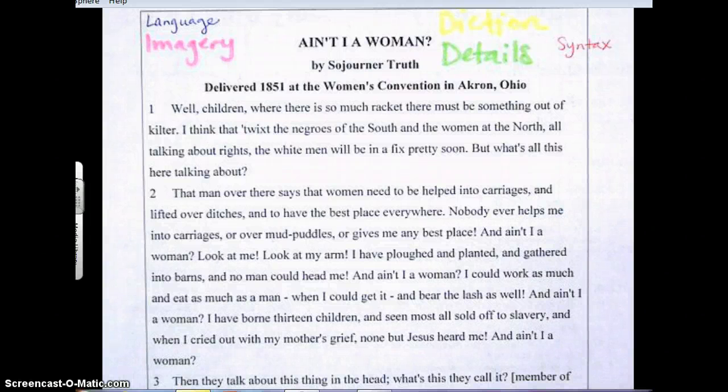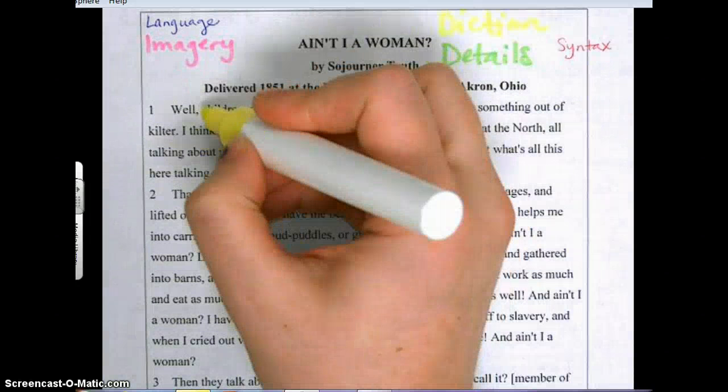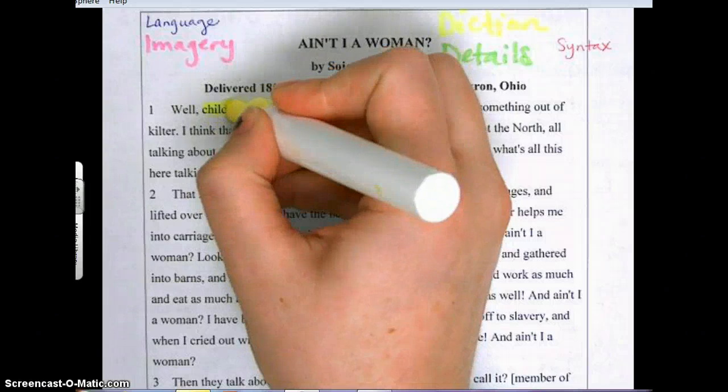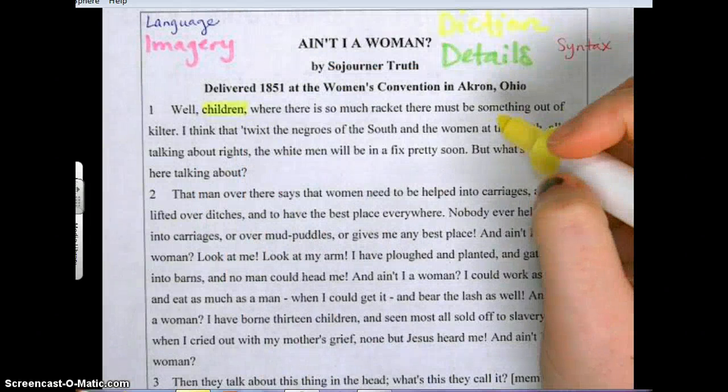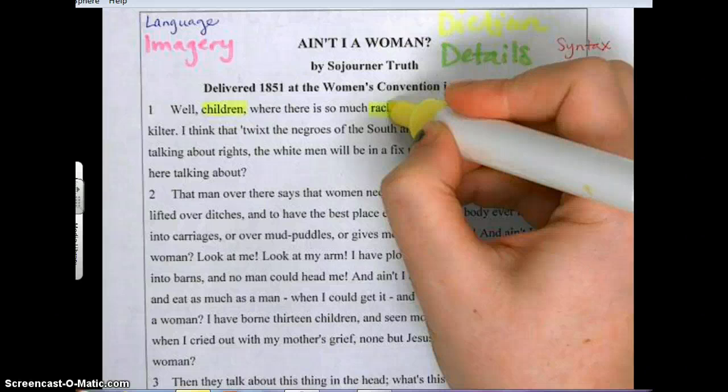First thing is I'll just read the first sentence in paragraph 1. "Well, children, where there is so much racket, there must be something out of kilter." Okay, here's a couple things. Dictionally, I'm noticing use of the word children, calling her audience children. She also says racket.